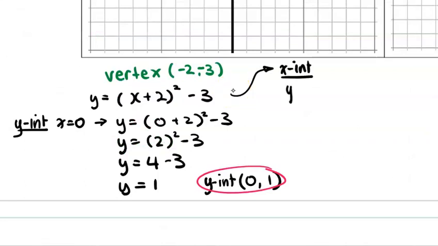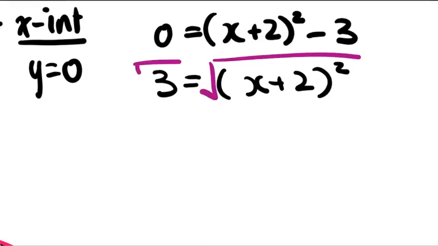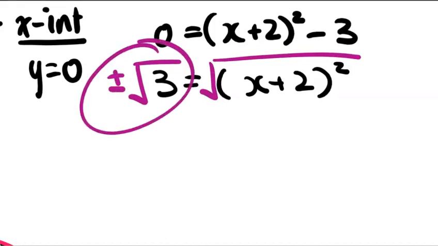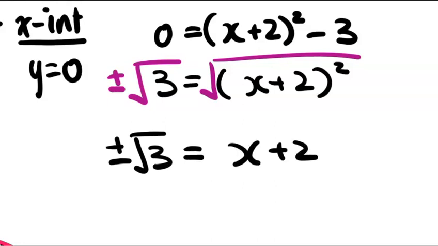And at the x-intercept, we know that y is equal to 0. And that gives us 3 is equal to x plus 2 all squared. The opposite of squaring would be to take a square root. Now we have to be careful because when we take the square root of just a number on this side, it's both positive and negative. So that means we have positive and -3 is equal to x plus 2.